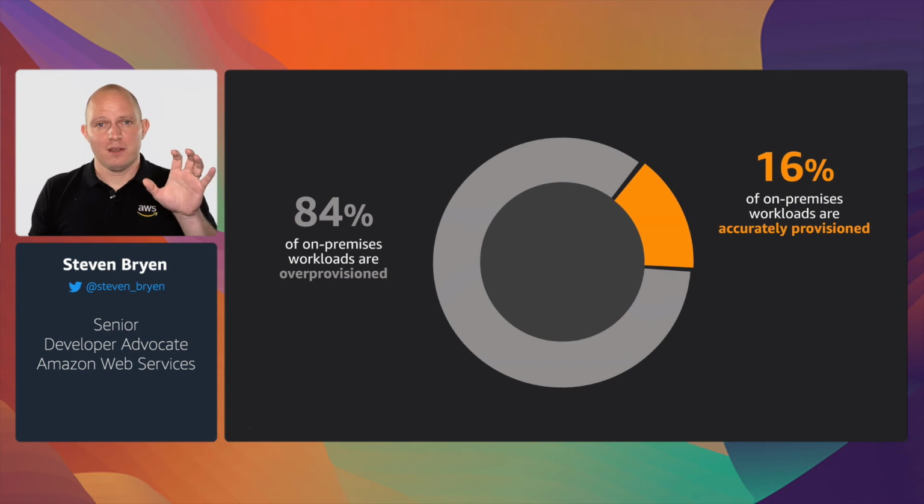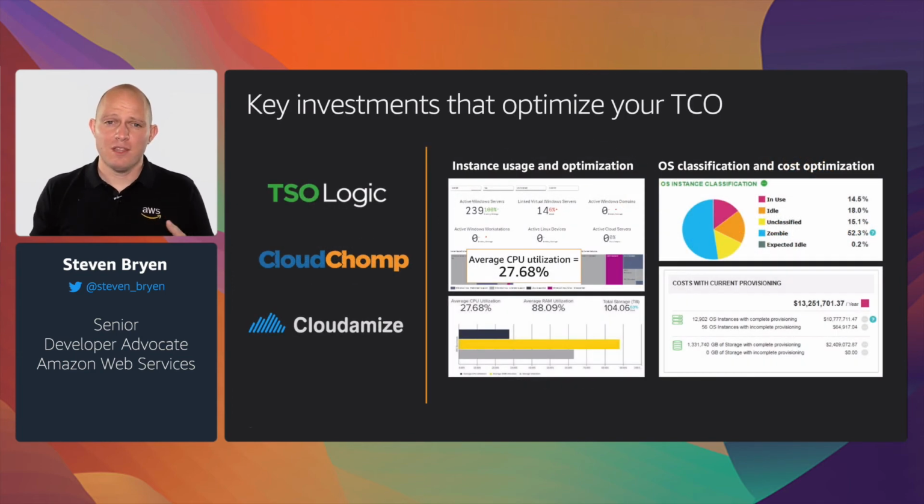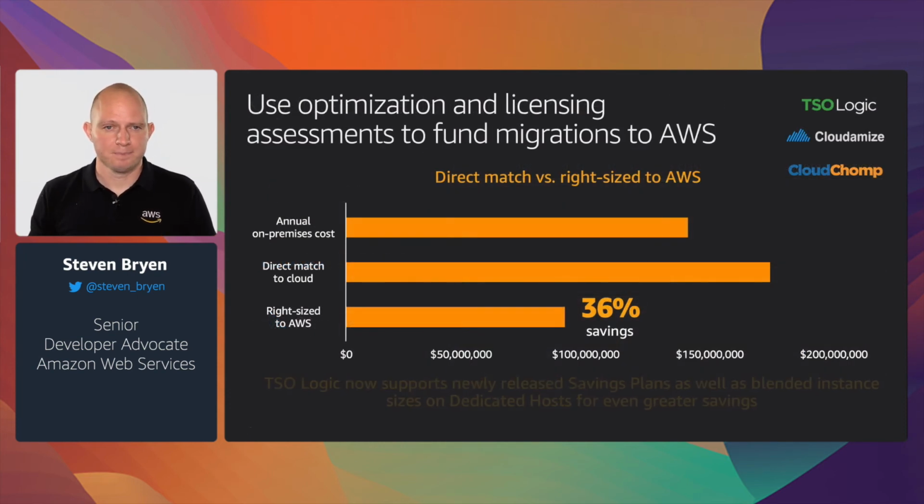So huge challenge here for customers that they over-provision on premises, but there's a huge opportunity here to cost optimize when you move to the cloud and not over-provision and right-size your workloads. So one of the key things to do is do a migration assessment, and we have some partners available to help you here. TSO Logic, which is actually an AWS company now, CloudChomp and Cloudamize are ones that we specifically work with on Windows workloads, and they're able to give you an overview and an assessment of your existing environment and give you a comparable cost to what that might look like in the AWS Cloud.